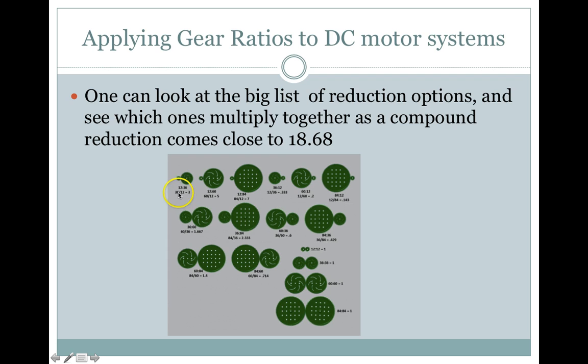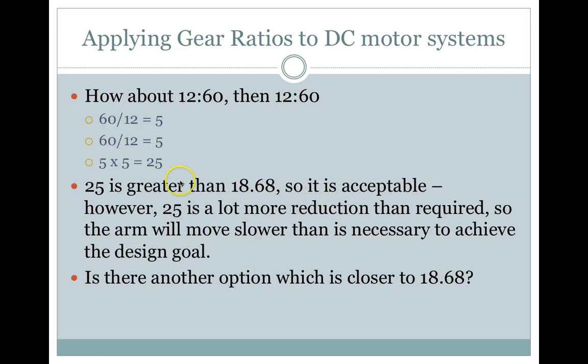You can see here we have 36 divided by 12 gives us 3. So we have all of our different options, and we're going to look for one that comes close to 18.68. 12 to 60, and then another 12 to 60 gives us 25. 25 is greater than 18.68, so it's acceptable. However, 25 is a lot more reduction than required, so the arm will move slower than is necessary to achieve the design goal. Is there another option which is closer to 18.68?